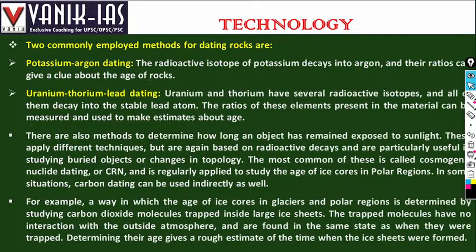In some situations, carbon dating can be used indirectly as well. For example, the age of ice core in glaciers and polar regions is determined by studying carbon dioxide molecules trapped inside large ice sheets. The trapped molecules have no interaction with the outside atmosphere and are found in the same state as when they were trapped. Determining their age gives a rough estimate of the time when the ice sheets were formed.